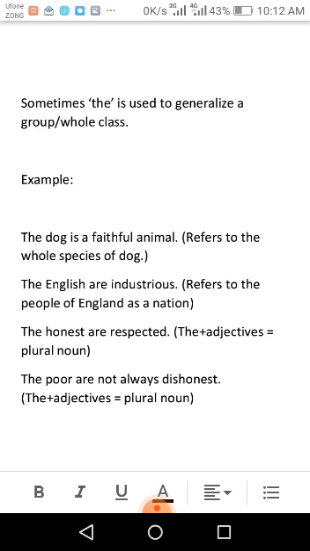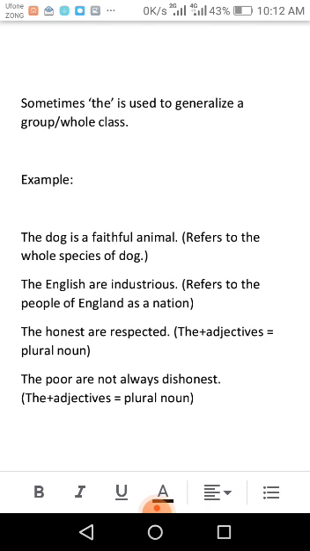I'm talking about the whole class of poor people, the honest. It means I'm talking about all honest people. The English: it means I'm talking about the whole English race, all Englishmen. The dog: it means I'm talking about all the dogs. I'm talking about the whole species, the dog.